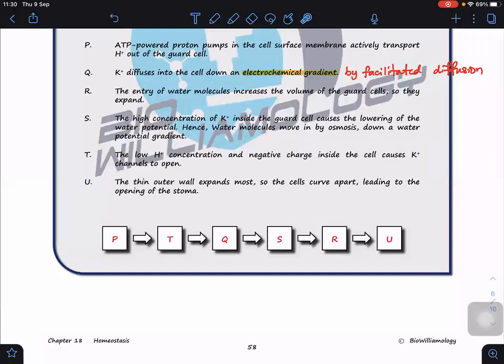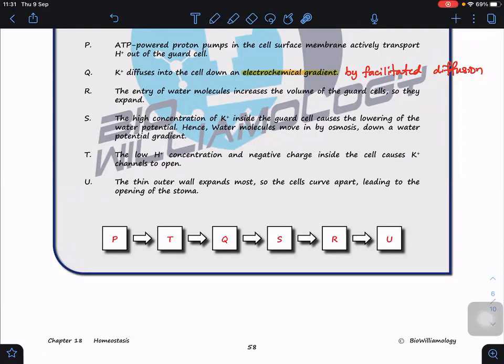The chloride ions also enter. When the chloride ions enter, they follow the K plus, so you can see the accumulation of ions. Therefore, accumulation of ions lowers the water potential, and water molecules move in by osmosis down a water potential gradient. Now, this is very important because in the recent mock exam, I realized that some of you still use the words concentration gradient. It's not true for water. We use the water potential gradients.